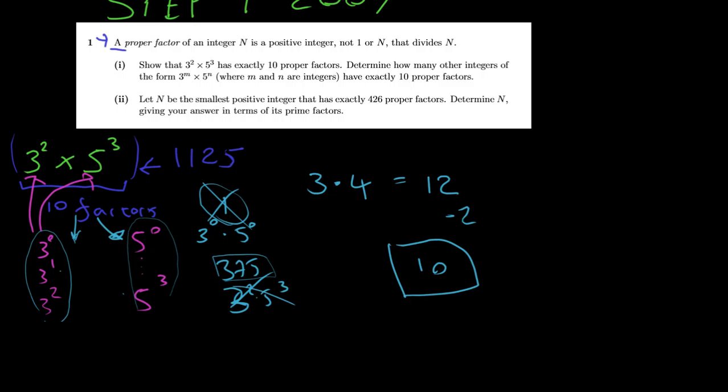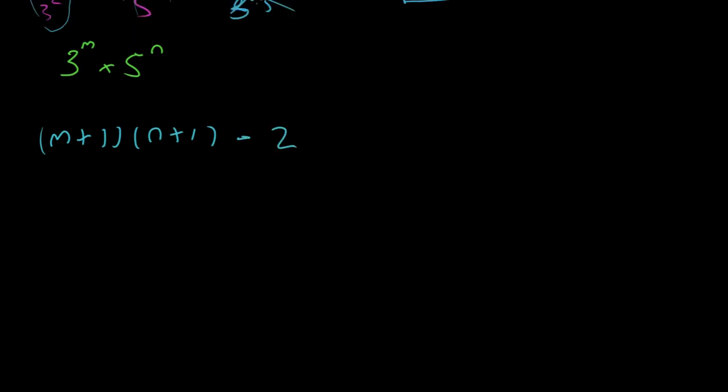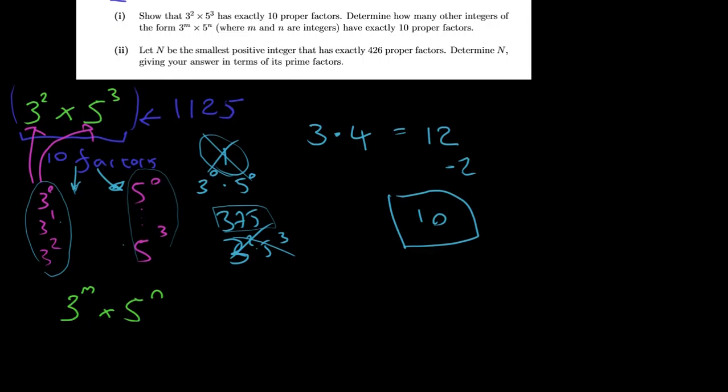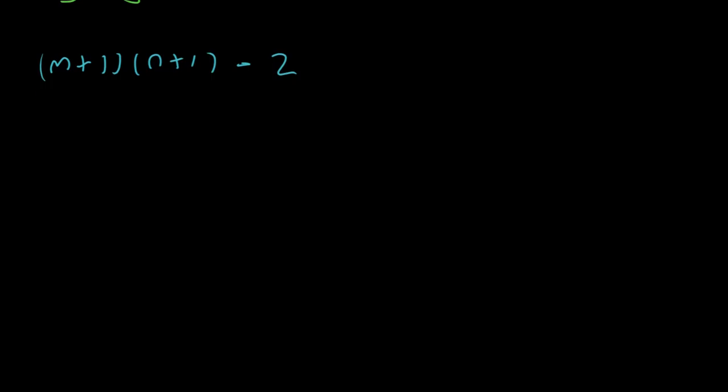Then we extend that idea a little bit. If we're given a number of the form 3 to the m times 5 to the n, and we want to find the proper factors of it, then you have m plus 1 ways to choose a power of 3, multiplied by n plus 1 ways to choose a power of 5. And then we subtract 2 from that. And what is the question there? We want to determine how many other integers have exactly 10 proper factors. So this is quite an interesting way to find factors.